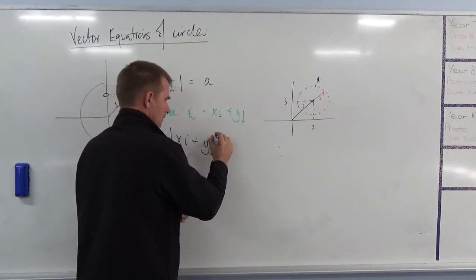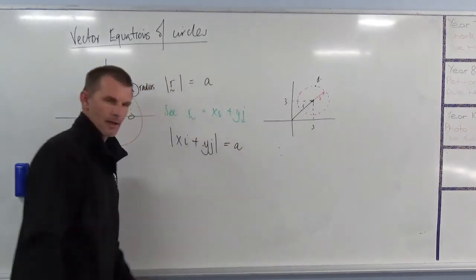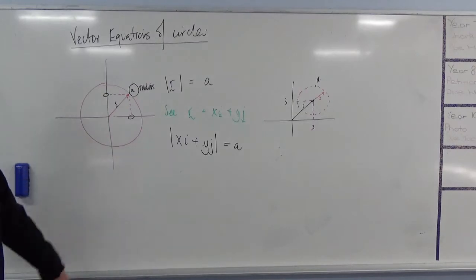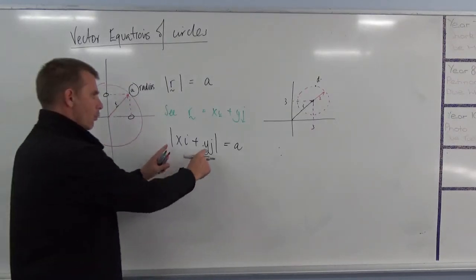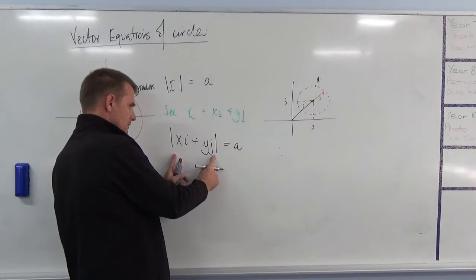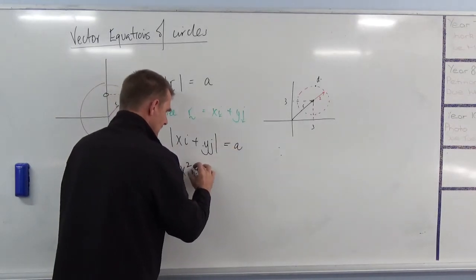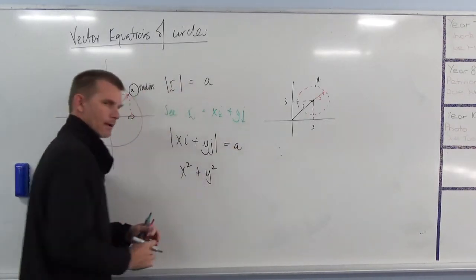So then wouldn't my equation be like that? All I've done is made that substitution. Now if I work this out, all I get out of that is x squared plus y squared.